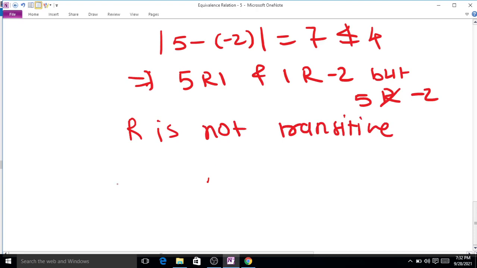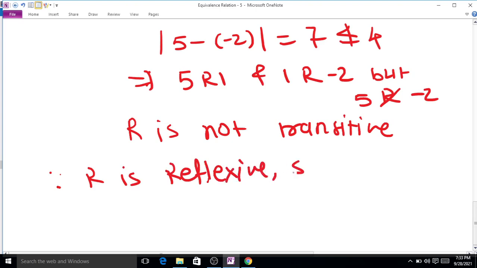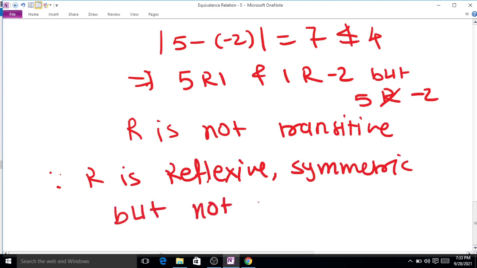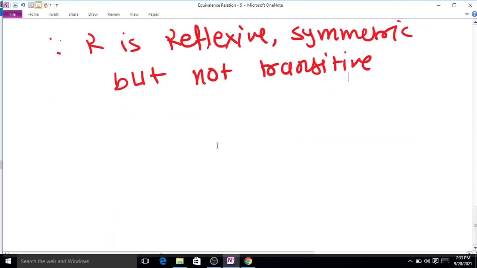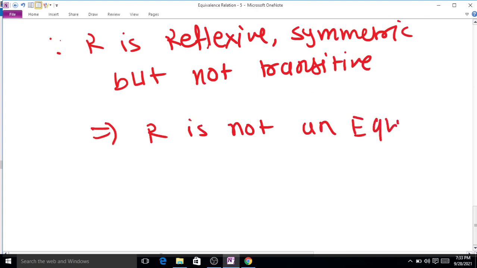And therefore, since R is reflexive, symmetric but not transitive, R is not an equivalence relation. Therefore R is not an equivalence relation.